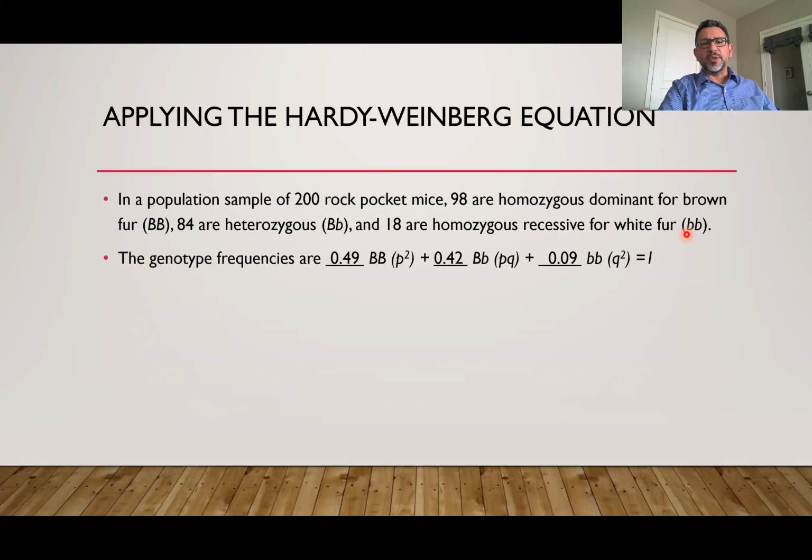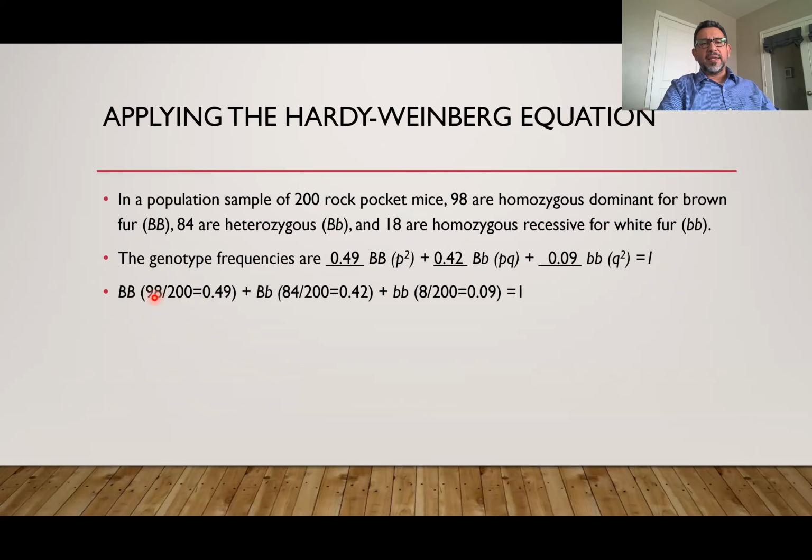So how do we get the genotype frequencies? The frequency of those that are homozygous for the brown allele can be easily calculated by dividing 98 over 200, and you come up with this number over here. If you divide 84 over 200, that gives you the frequency for the heterozygote genotype. And if you take 18 divided by 200, that gives you the frequency for the homozygous white fur genotype. I'm sorry, genotype.